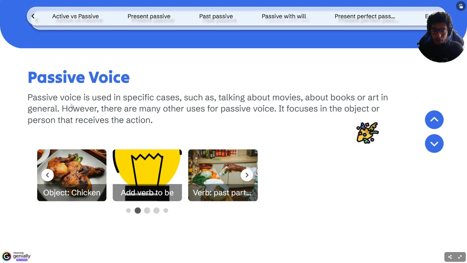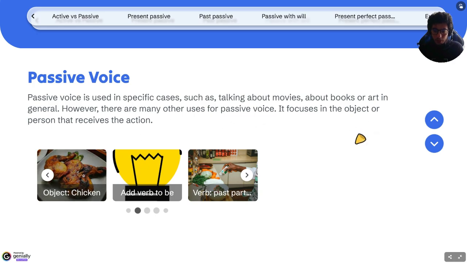Additionally, it's important to say that passive voice is used to talk about specific things, like movies, books, art, pieces of art, materials and things like that. Remember, we're gonna focus on art because unit number 9 of the Big One book is about arts. So, rules to use passive voice.